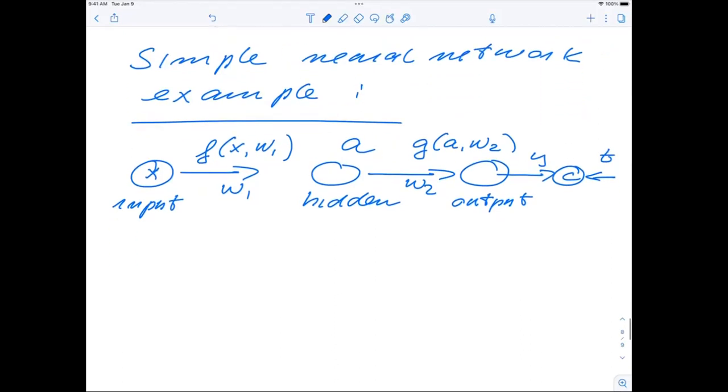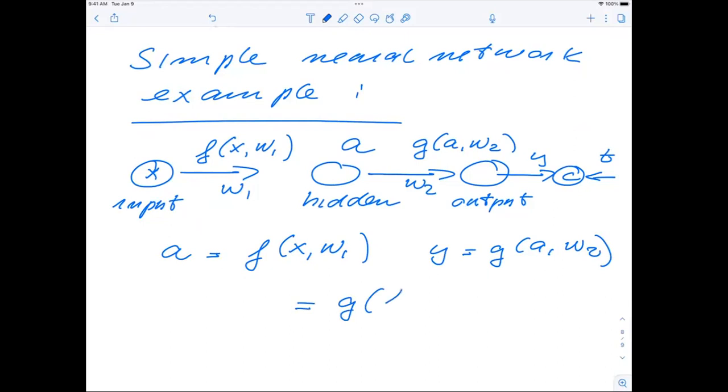So let's now look at the basic operations here. This A is the output of the layer. So this is going to be given by an activation function F, as a function of x and W1. Then we have this variable Y, which is given by this G, which receives as input A and has this weight W2. And we can obviously rewrite this quantity as G as a function of F, of x, of W1, and W2. So this is exactly as we did before. There's nothing new here.